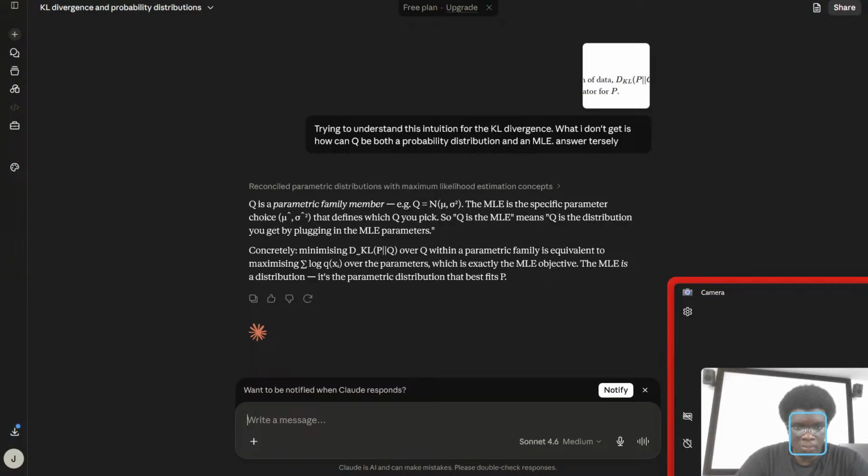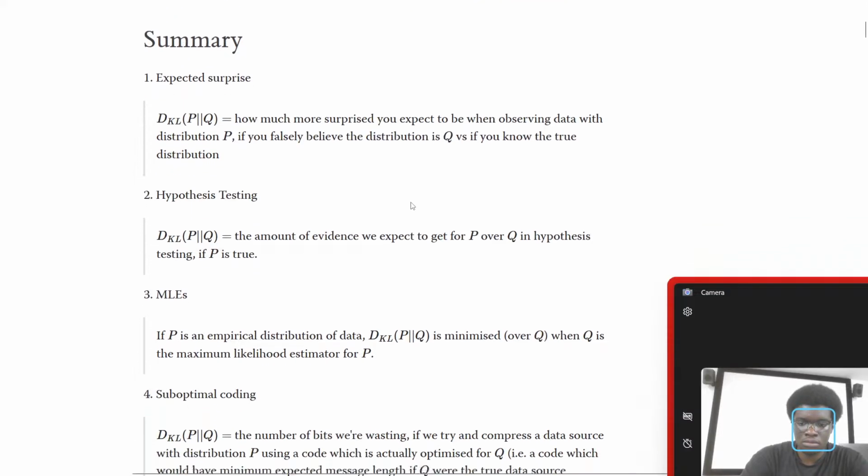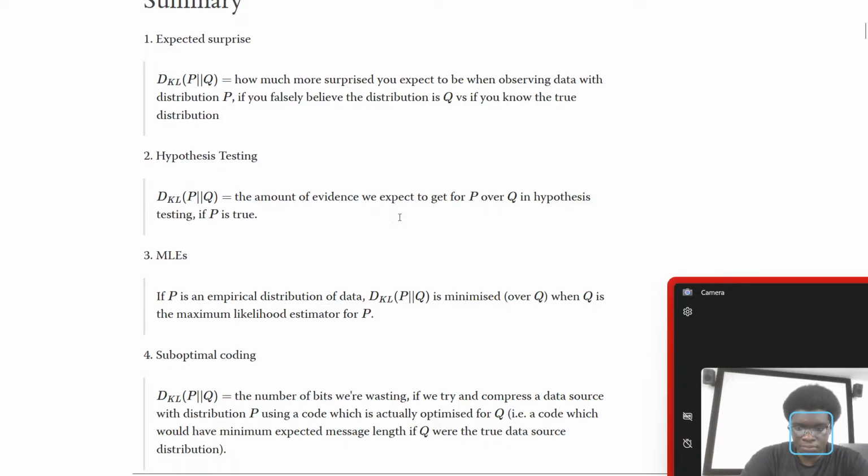Okay, so you choose Q, which has the maximum likelihood parameters based on P, and this will give you the minimum divergence. Okay. DKL of P and Q is the number of bits we're wasting if we try to compress a data source with distribution P using a code which is optimized for Q. This is probably related to expected surprise somehow.